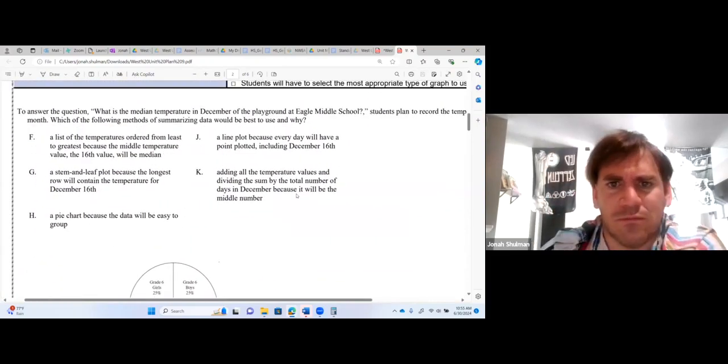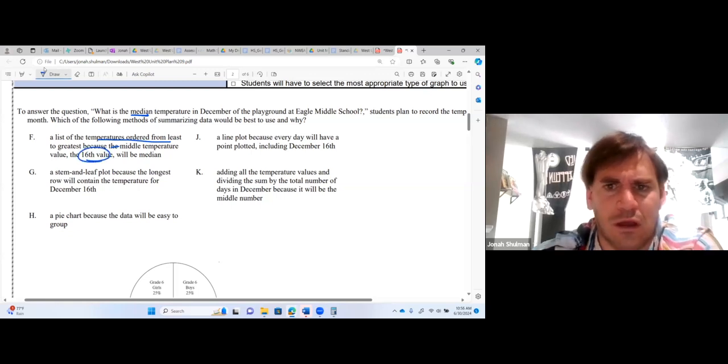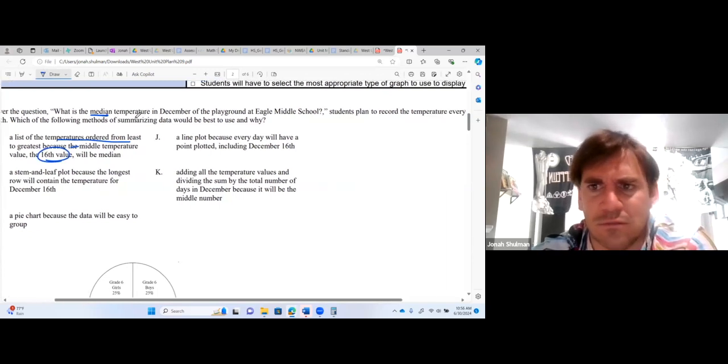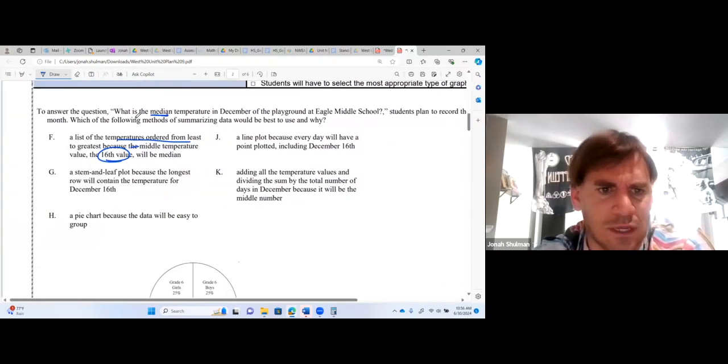So if they want to do the median, which shouldn't be too crazy, that's the middle number. So list them from least to greatest, and the middle will be the 16th value. How many days are in the month? Every day for the entire month. It doesn't give us that.